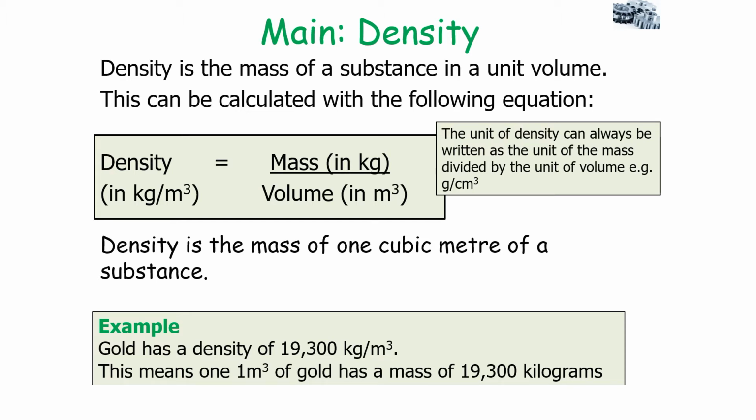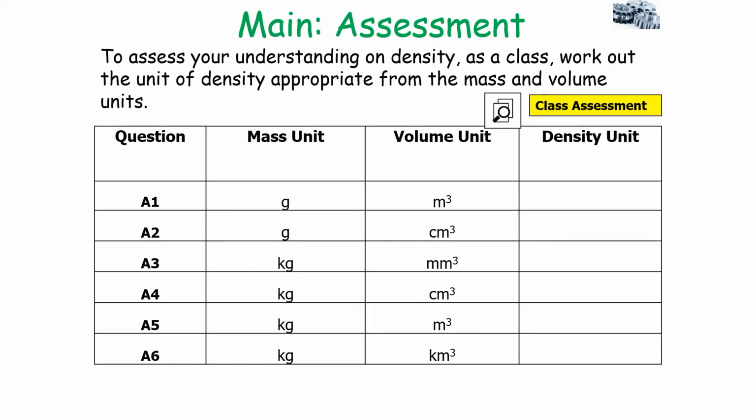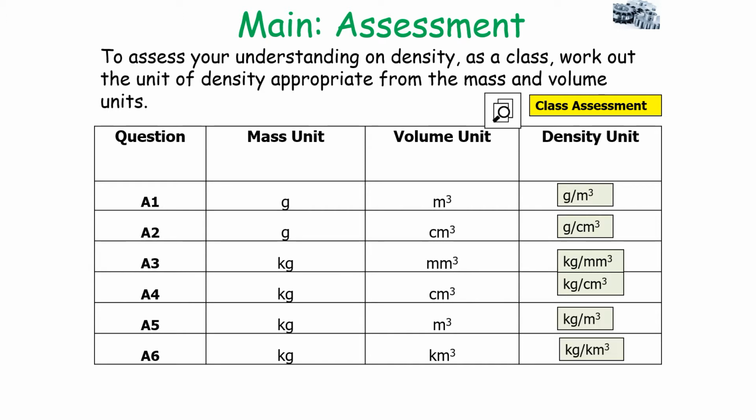Now always remember the unit of density is going to be written as the unit of mass divided by the unit of volume. So it's also fair enough to give your unit of density to be grams per centimeter cubed. So in the following example we can see that this will be grams per meter cubed, grams per centimeter cubed, kilograms per millimeter cubed, kilograms per centimeter cubed, kilograms per meter cubed, and kilograms per kilometer cubed. So you can see how you would work out your unit of density.